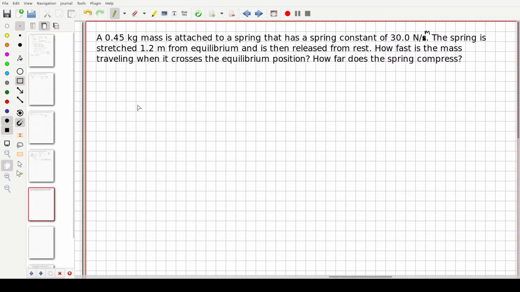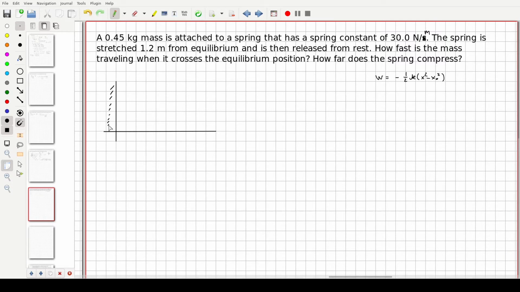Now, I'd like you guys to remember that we had gotten a result looking at the work due to a spring. Let me get rid of that. It looked like minus 1/2 k times x squared minus x naught squared. So if you think about what this is going to look like.